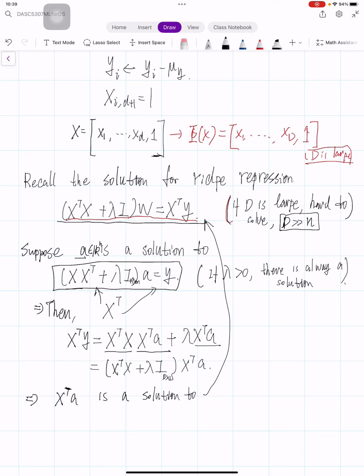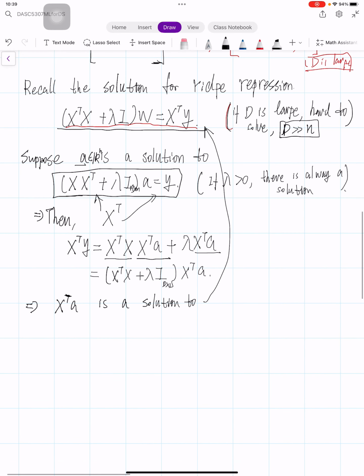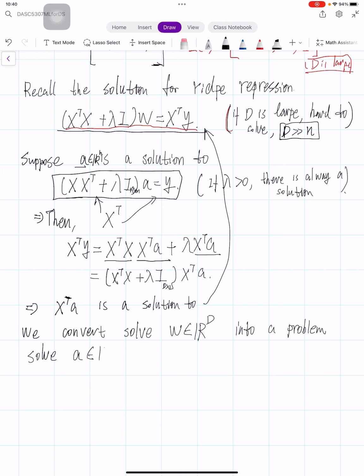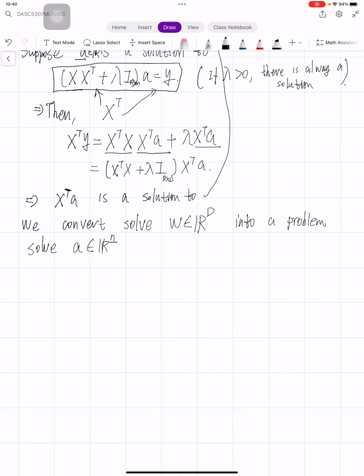In other words, we convert the problem of solving for W, which is a huge matrix of dimension capital D, into a problem of solving for A. And A is much smaller: A has as many entries as the sample size. We call A the dual solution.